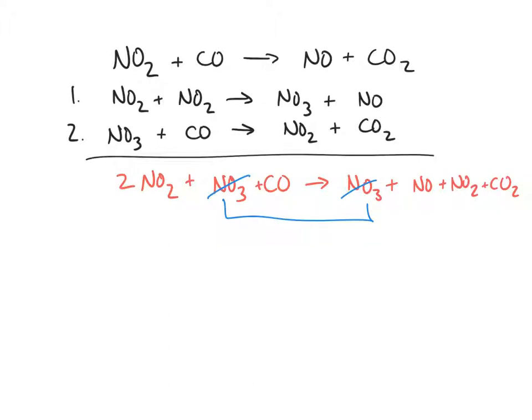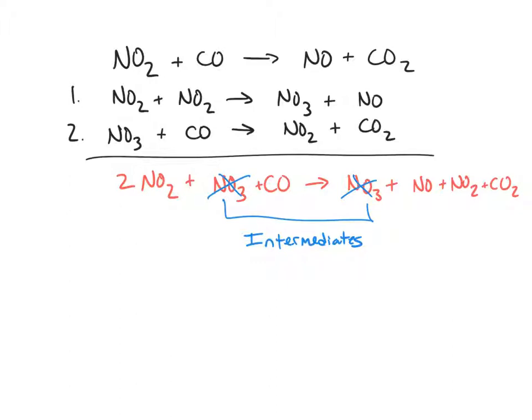NO3s in this case are considered to be intermediates. An intermediate is something that gets produced in one elementary step, but then gets used up as a reactant in the second step or a step after the first. And so because NO3 gets produced in the first and used up in the second, it is considered to be an intermediate. And it gets canceled out of the net reaction as a result.